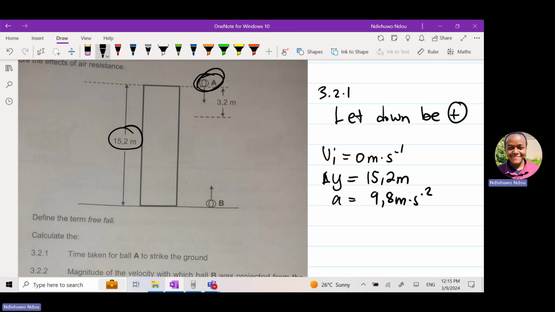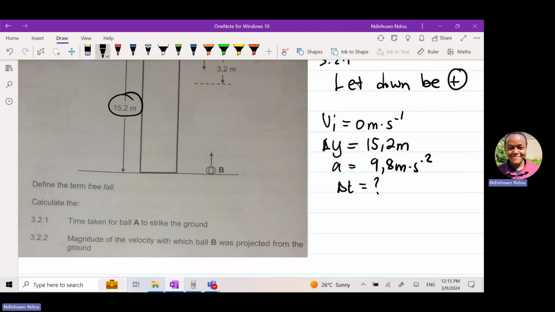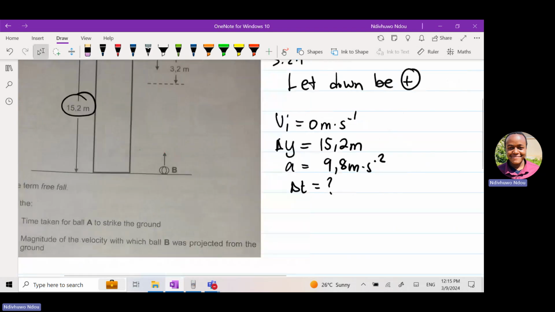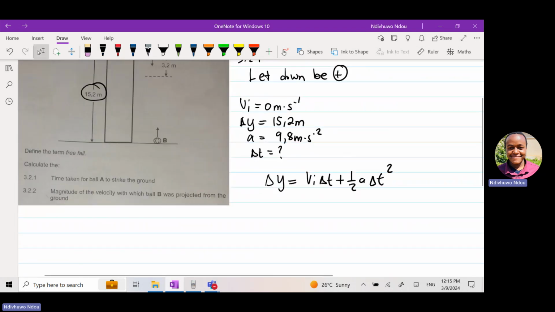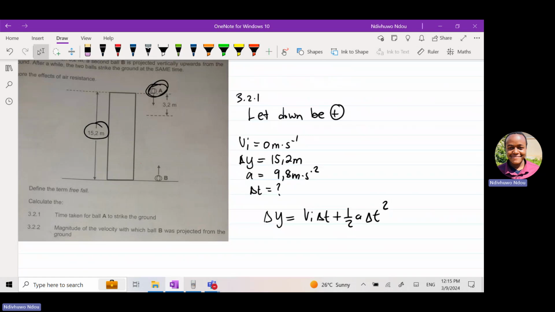Then what we need is the time. What is the change in time? From your vertical projectile motion formulas, we can incorporate this formula: change in y is equal to v initial times change in time, plus half a times change in time squared. Because we have change in y, we have v initial, we are looking for change in time.